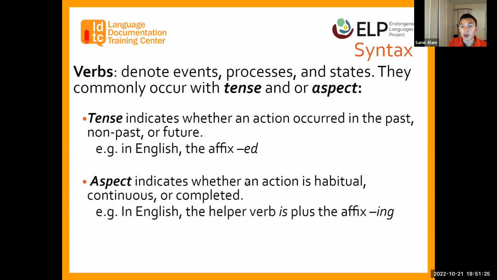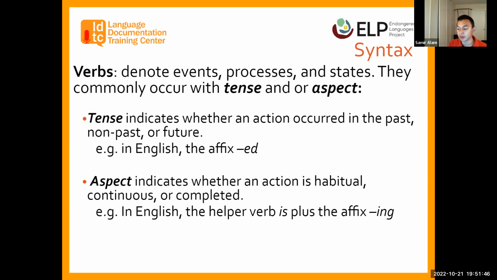All right, so our next main category here is verbs. So verbs denote events, processes, and states. We can think about that as an action. And they often occur with things like tense and aspect. So a verb, we can think about as something that happens or something that somebody does.